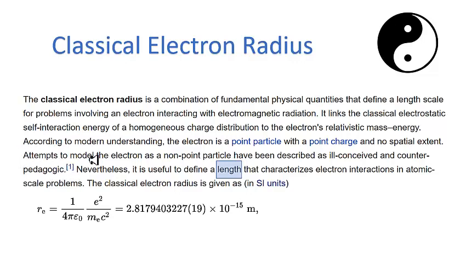Okay, but then they go on to say, nevertheless, it's useful to define a length. I like the term length scale better, that they use up here. It is useful to define a length scale that characterizes electron interactions. That part I agree with, because that's what I'm trying to define here. I'm trying to determine a length scale in terms of the fractal paradigm.